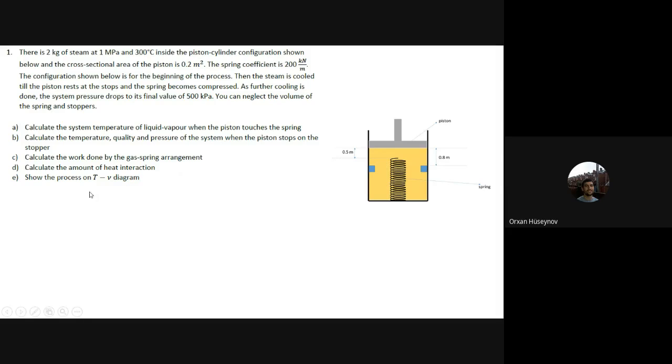So with this, there will be a question for you. The question says that we have 2 kilograms of steam at 1 megapascal and 300 degrees Celsius inside the piston-cylinder configuration shown below. At this location you have 2 kilograms, the pressure is 1 megapascal, and the temperature is 300 degrees Celsius.